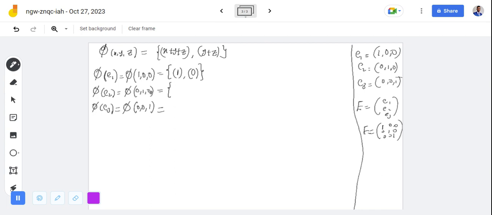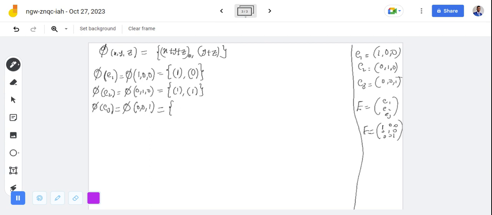X is 0, y is 1, z is 0. Add it, substitute it here, that's 0 plus 1 plus 0. That is 1, comma. So this one, y is 0, z is 0, x is 0. So that's 1 plus 0. Since y is 1, z is 0, that is 1 also as well. So I have 1 comma 1 in that case.